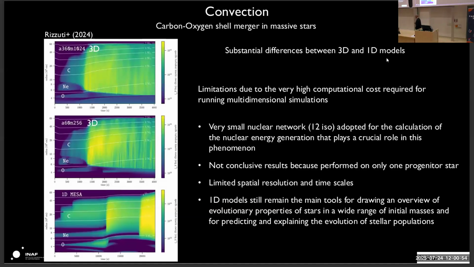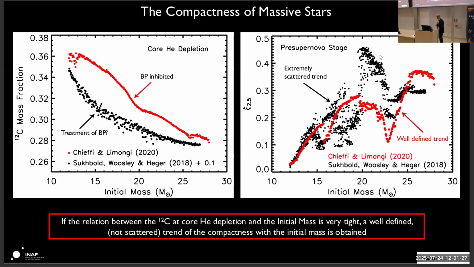Recent multidimensional simulations of this very short phase actually found a very different behavior compared to the 1D stellar models. But I have to say that this is not a conclusive result, because in this study a very small nuclear network is adopted, and this is crucial for the calculation of the energy generation, and also because it has been performed on only one model. Of course, still much work should be done in this respect.